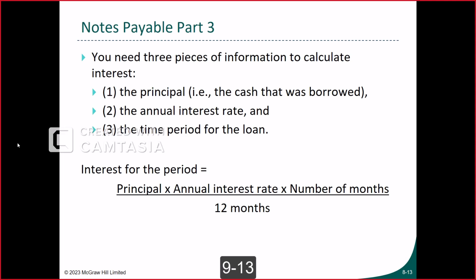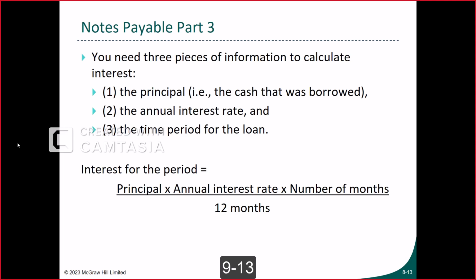the number of months out of 12, 120 days, which means 4 months, divided by 12. So it would be $50 multiplied by 4 out of 12, so $50 divided by 3. Let's say $17 interest for that period. So this is how we calculate the interest on the note payable, and we recognize that as an interest expense.